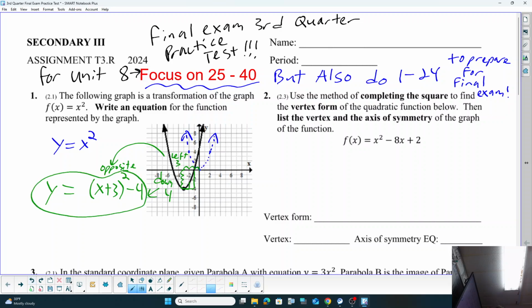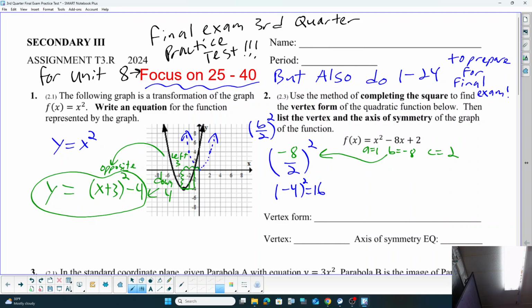Okay, good job. Use the method of completing the square to find the vertex form and axis of symmetry. Do you remember how to complete the square? Take the b, divide by 2, and square it. So this is our a equals 1, b equals -8, c equals 2. So we take the b value, divide by 2, and square it. That's the formula. So that's going to be -4, and -4 squared is 16. So now we're going to spread that out.